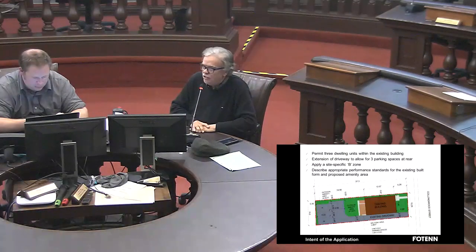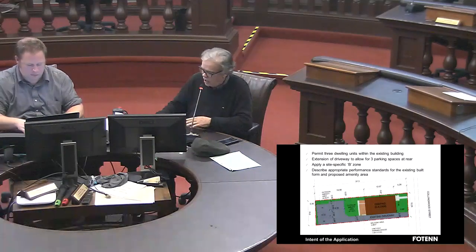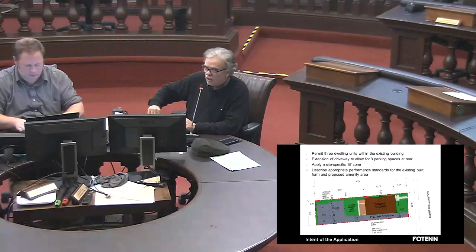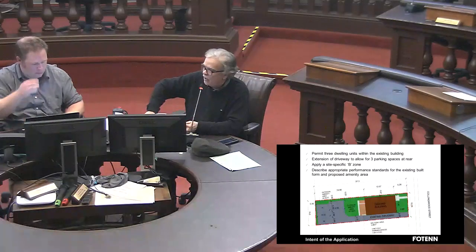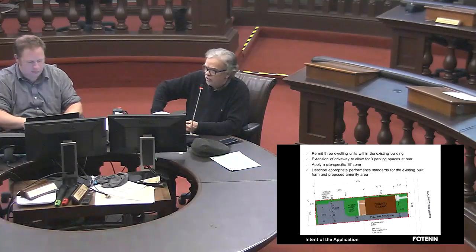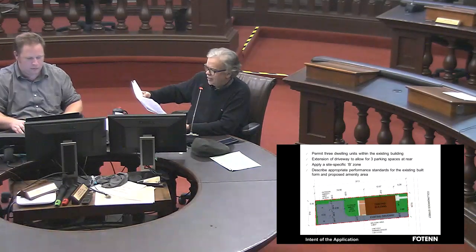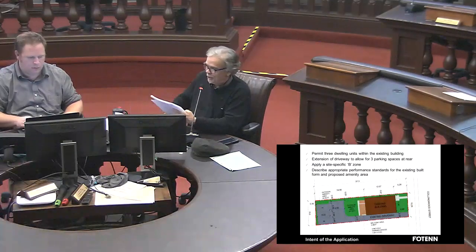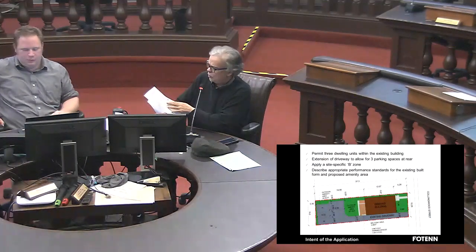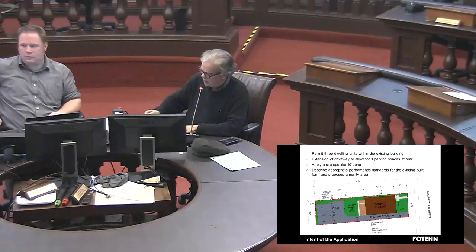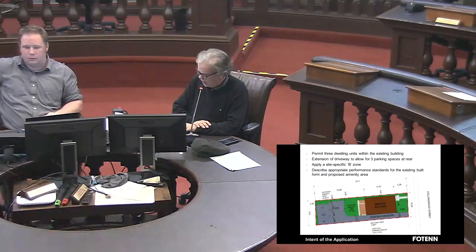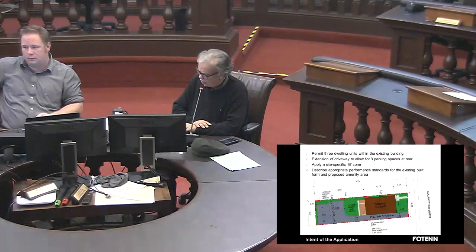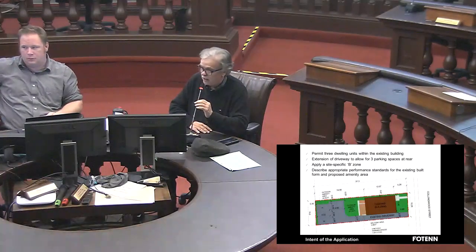Any further questions? Seeing none, I declare this portion closed, and it will be coming up in the active file, and we can take another kick at the can at that time if we need to. So the final public meeting tonight is 2722 Highway 38.